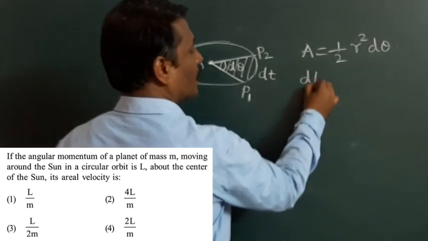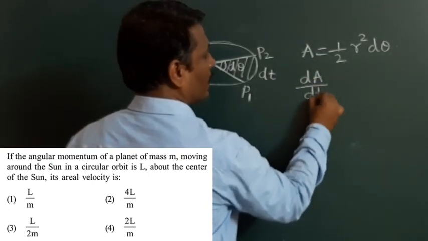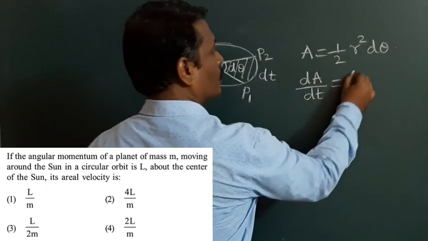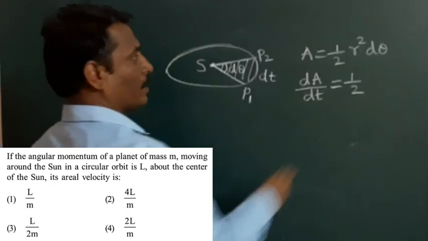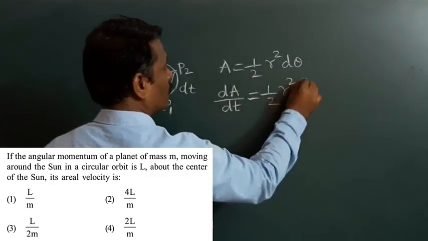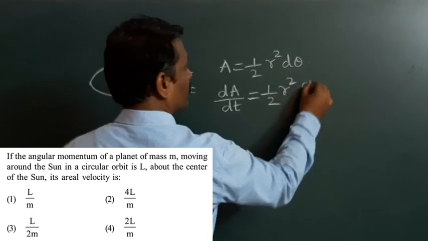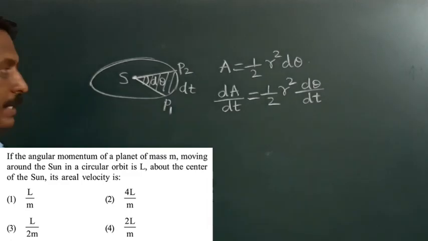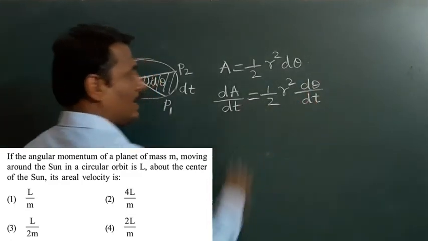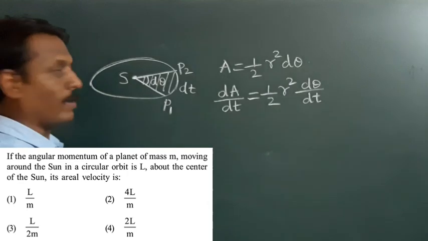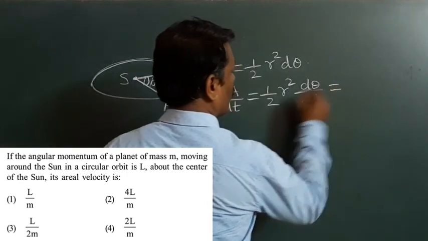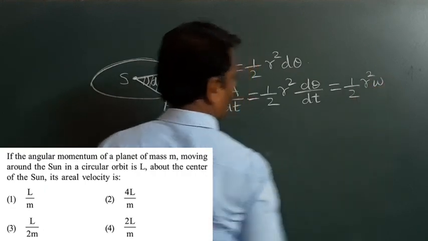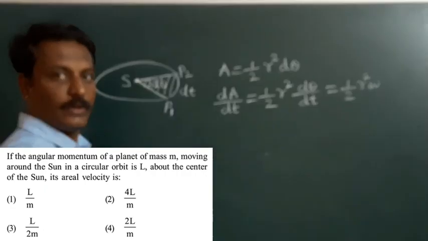Therefore, aerial velocity can be written as dA by dt, which is the differentiation of this with respect to time. Here 1 by 2 is constant, so we write 1 by 2. Here r is also constant, so we write it as it is. Then differentiation of d theta with respect to time is d theta by dt. But we know that d theta by dt is angular velocity omega. Therefore, we write 1 by 2 r square omega, where omega is angular velocity.